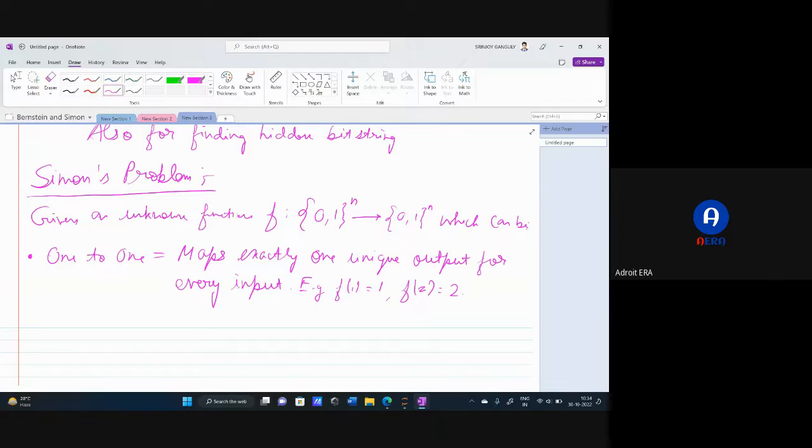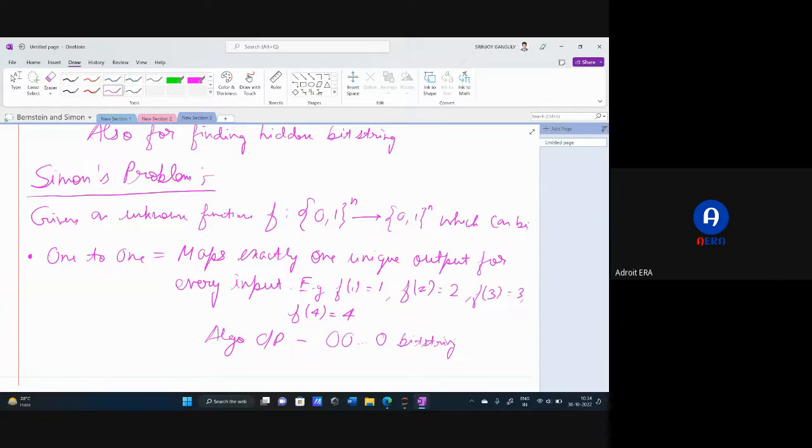What does that mean? Maps exactly one unique output, it's very self-explanatory. That means whatever input you have, you will get exactly a particular output for that. So f of 1 is equal to 1, f of 2 is equal to 2. Similarly, f of 3 is equal to 3 and f of 4 is equal to 4. So here in this case, the algorithm output will be all 0 bit string only.